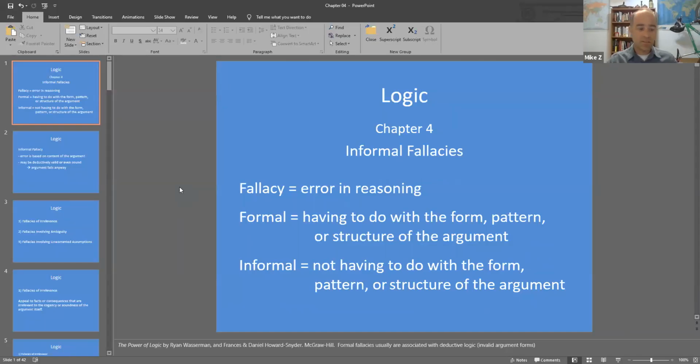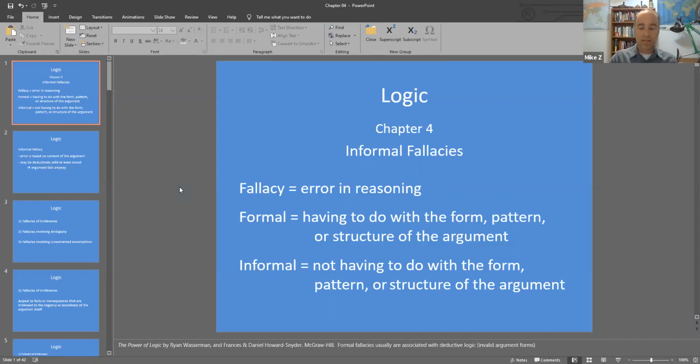Hello, this presentation is concerned with informal fallacies. We've talked about fallacies before, but just as a reminder, a fallacy, in general, is an error in reasoning of some kind or another.